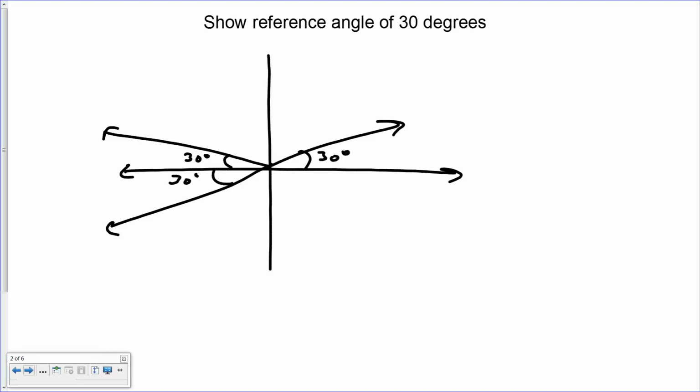Continuing along, we have this angle, which is actually 180 plus 30, or 240. And your reference angle is going to be 30. And the last one shows a reference angle of 30 degrees, and that's going to be 330. Each of these angles drawn, each of these thetas have the same reference angle of 30 degrees.